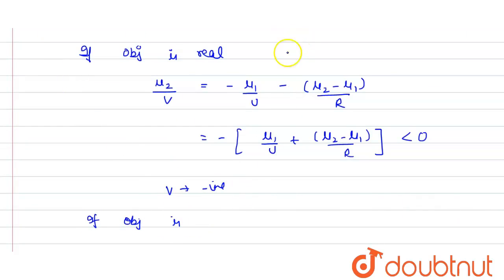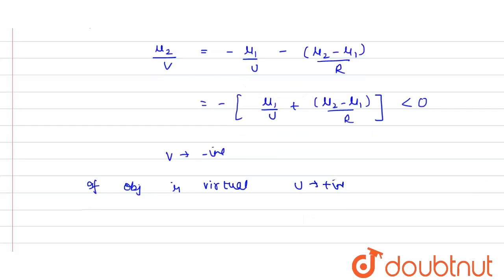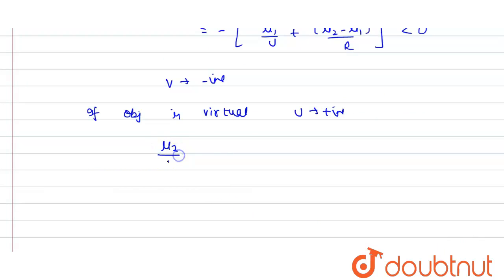so if the object is virtual, that means our u would be positive. Then we can rewrite the expression as mu2 by v equals mu1 divided by u minus mu2 minus mu1 divided by r. Now for this result, we cannot say whether this value is greater than 0 or less than 0, that is, whether it is positive or negative. That solely depends upon the values of mu1, mu2, u and r. So we cannot say whether the image would be real or virtual.